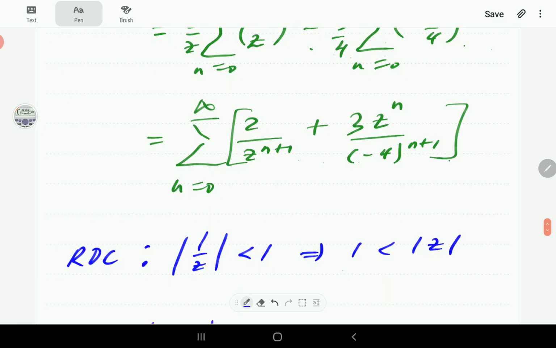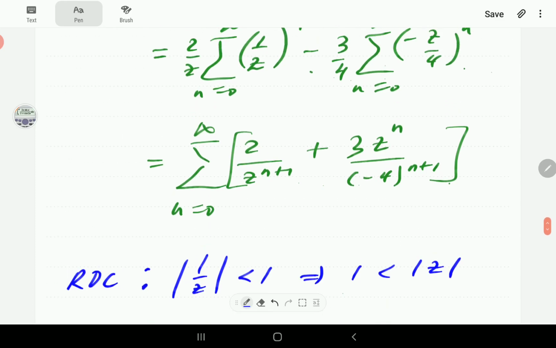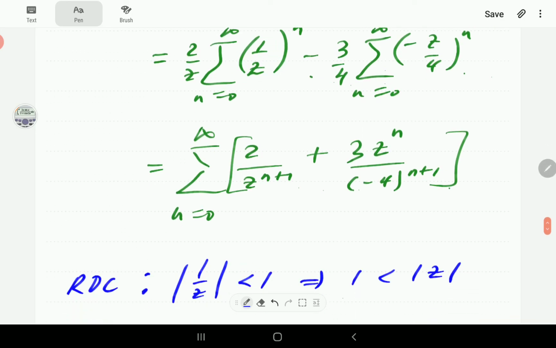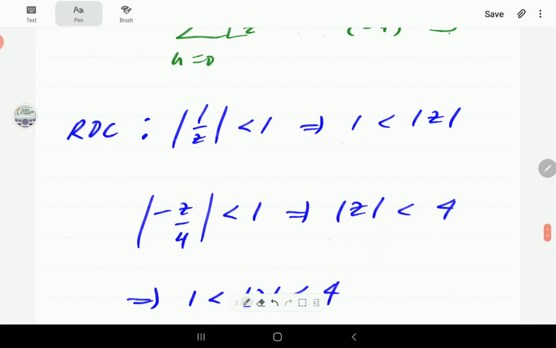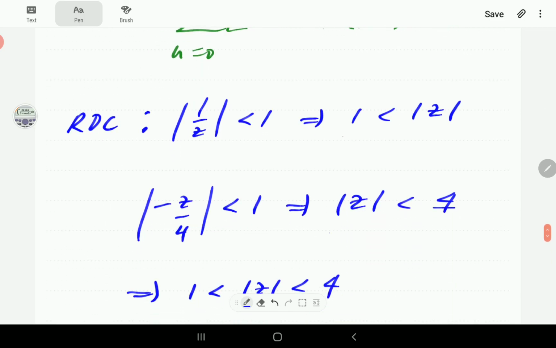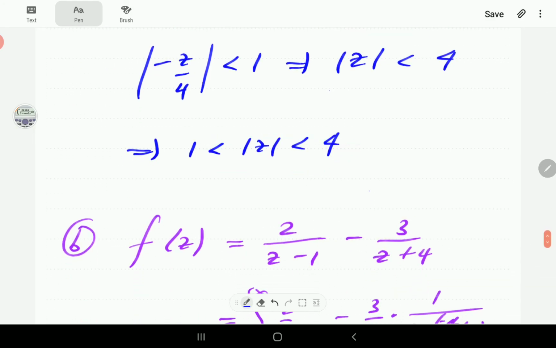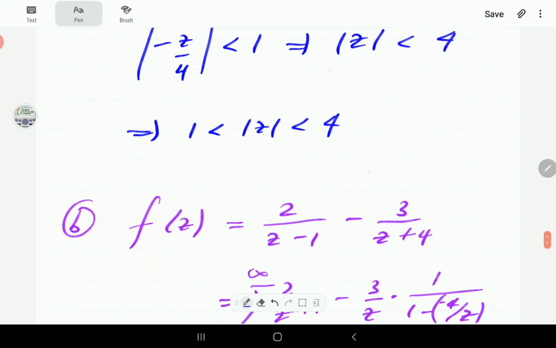Just to confirm that the series that we have agrees with the region, this one is going to be convergent when the magnitude of it is less than 1, which gives us magnitude z is bigger than 1. This one, magnitude of minus z on 4 is less than 1, gives us magnitude of z is less than 4. These two combined to give this compound inequality.